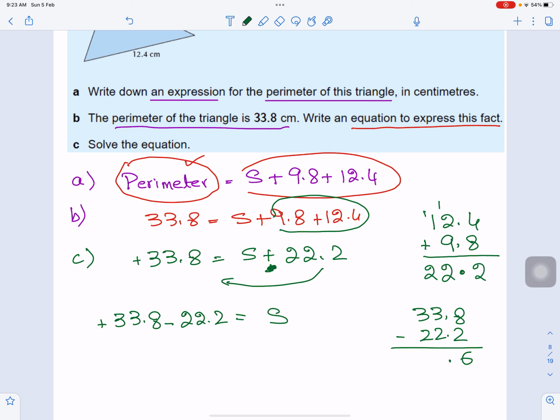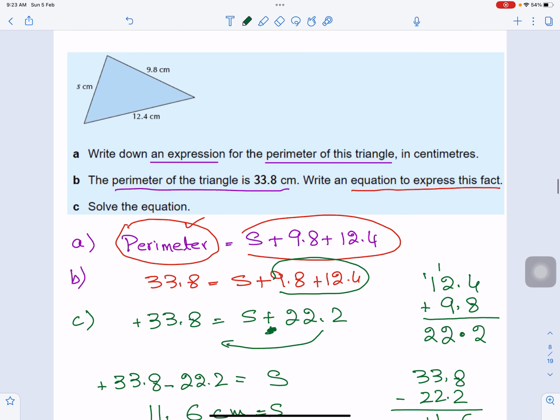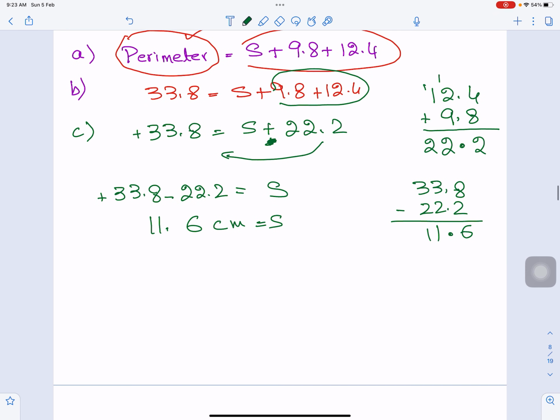8 minus 2 is 6. 3 minus 2 is 1. So it is 11.6. Do write centimeter, right? Because perimeter is in centimeter, S is in centimeter. So then you can write S is equal to 11.6 centimeter. Mostly, the letter we have to find, we write on the left side.